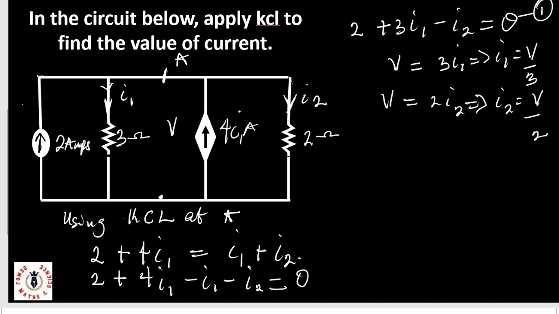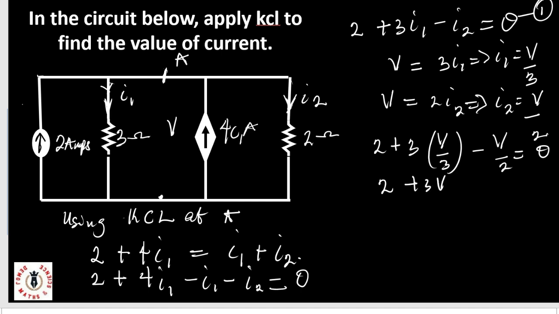So I'll be saying that 2 plus 3 into I1 is V over 3 minus I2 is V over 2 is equal to 0. Now, so I'm saying that 2 plus 3V over 3 minus V over 2 is equal to 0. You can multiply across the board by 6.